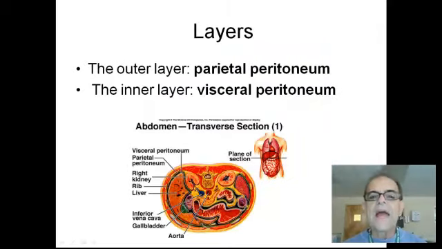Layers. Exactly like other serous membranes, the peritoneum has two layers. The outer layer is the parietal peritoneum and the inner layer is the visceral peritoneum, and between the two layers is the peritoneal cavity. The peritoneal cavity is a space that is empty, only having a little quantity of fluid to let the organs move inside the abdominal cavity. The outer is parietal and the inner is visceral.